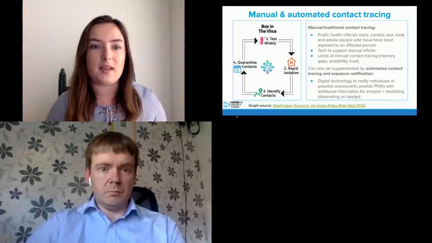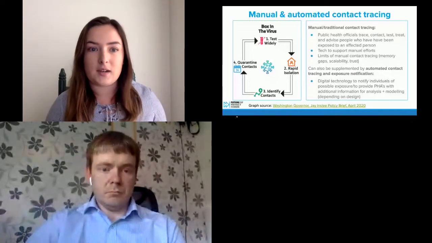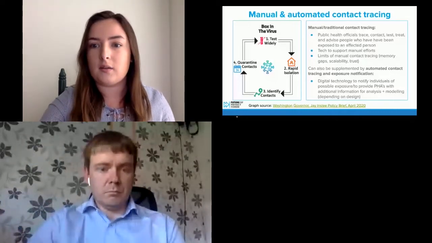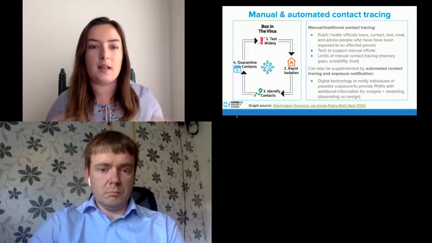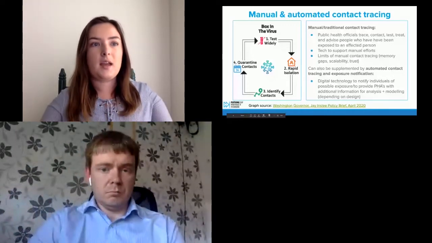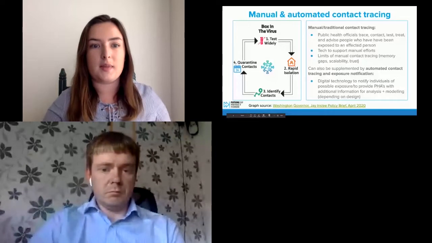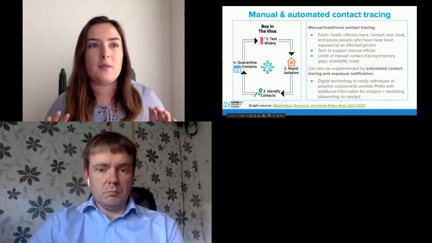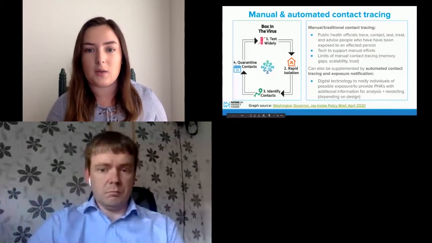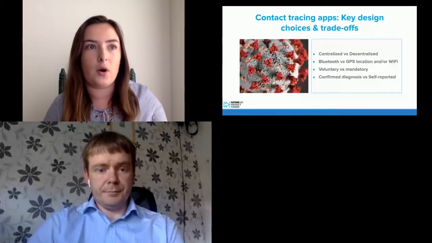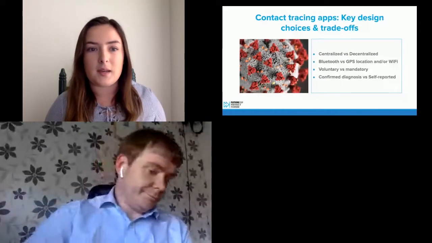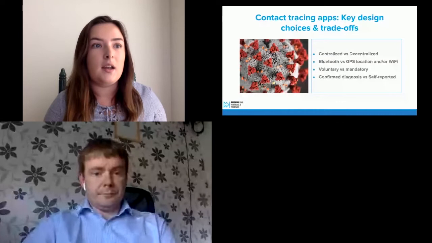So, to overcome some of these limitations of manual contact tracing, automated contact tracing and exposure notification apps are one of the ways we can fill in some of these gaps. Depending on the design, there are many different trade-offs. I've summarized these here, but Dan is going to go into more detail about the politics of some of these trade-offs, especially in Europe, where centralized versus decentralized has been a major area of contention.